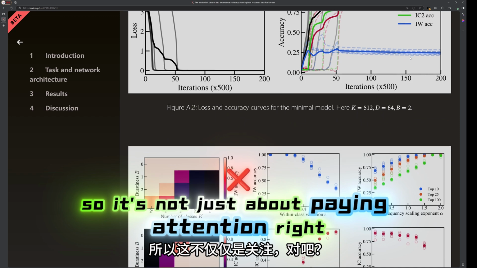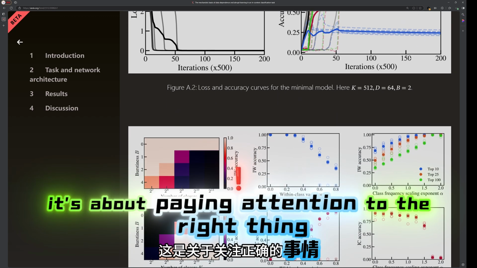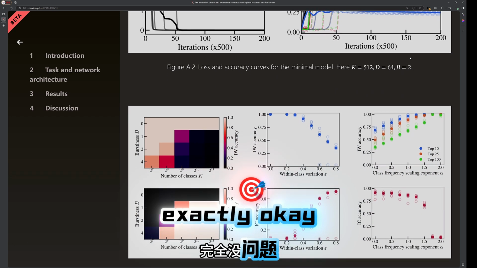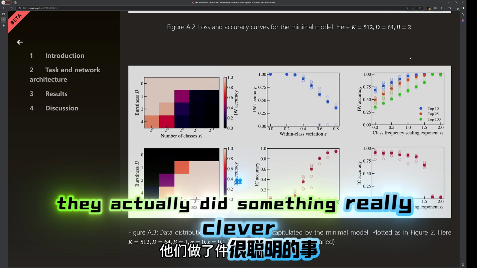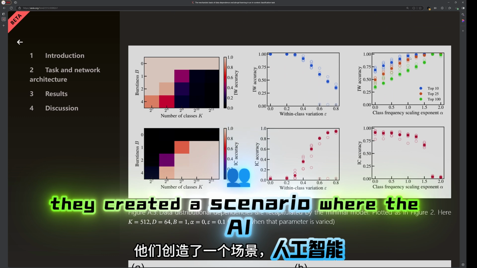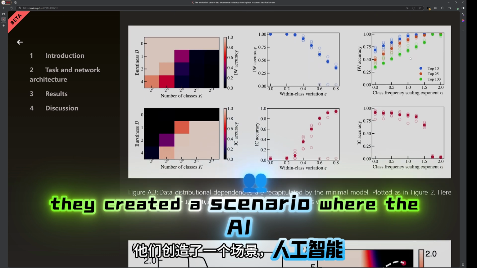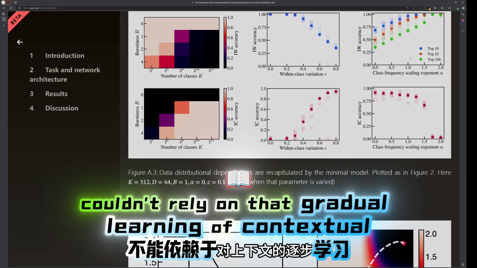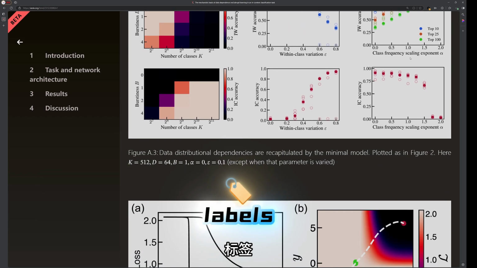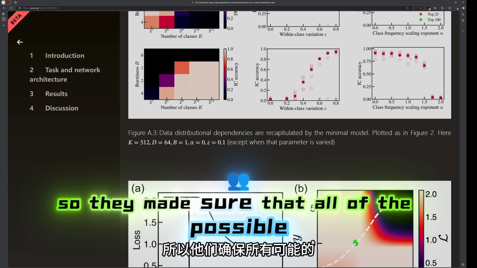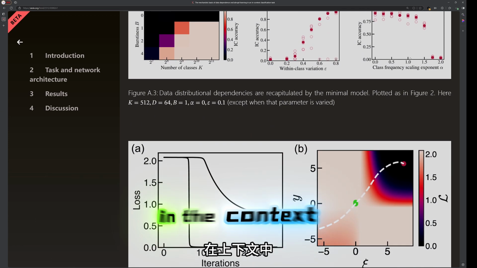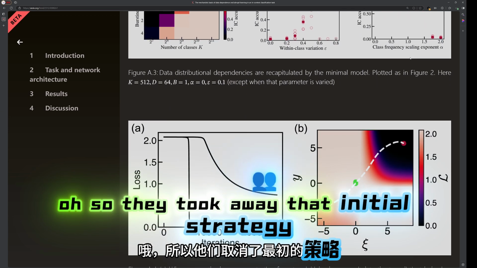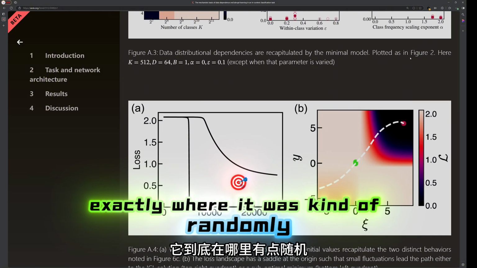So it's not just about paying attention. Right. It's about paying attention to the right thing. Exactly. And to test this idea further, they actually did something really clever. Okay, what did they do? They created a scenario where the AI couldn't rely on that gradual learning of contextual labels. How did they do that? So they made sure that all of the possible labels were always present in the context. Oh, so they took away that initial strategy where it was kind of randomly picking.